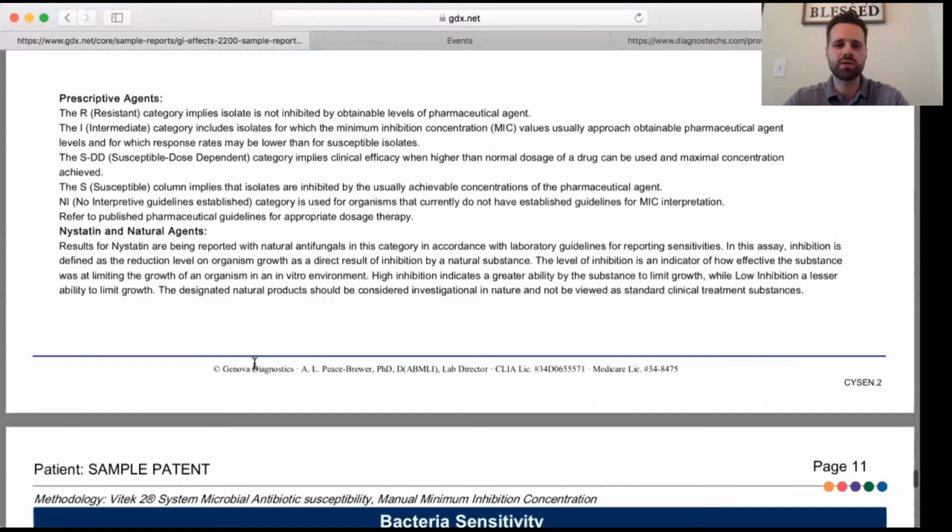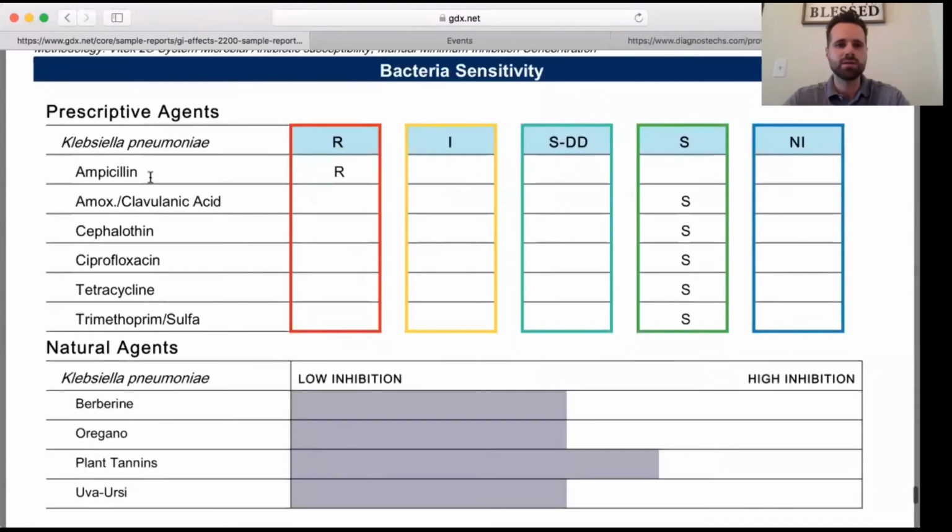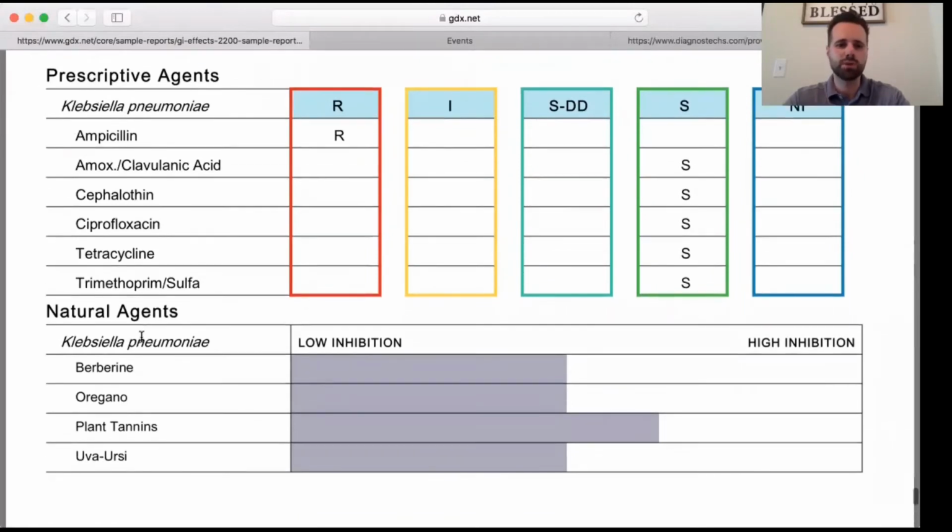Then we come down here and we see bacteria. So in order to take care of some of that Klebsiella bacteria that was present, berberine, oregano, pointed tannins can be great options that have decent inhibition to get rid of the extra bacteria present there.